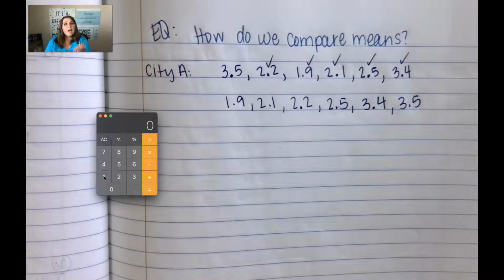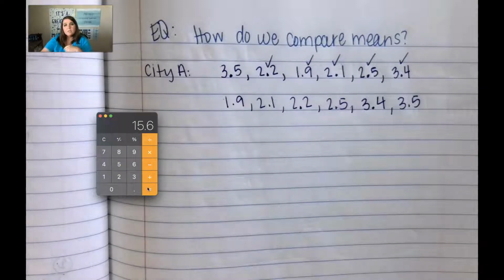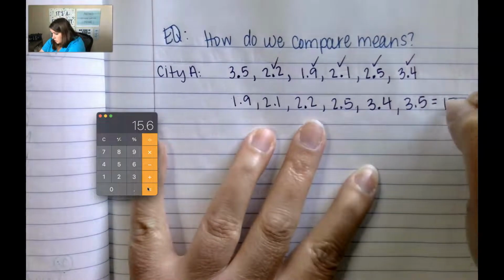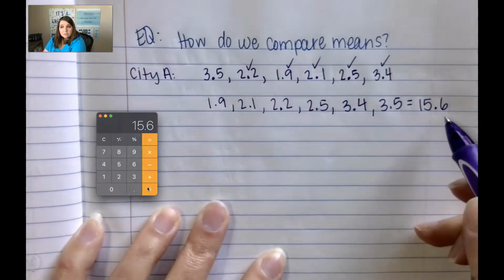All right, so when we're adding decimals, it's really important that we put them into the calculator by making sure you hit that decimal point. Otherwise, you would get a whole number instead of a decimal. So be really careful as you're putting these numbers in. 2.2 plus 2.5 plus 3.4 plus 3.5. So a grand total of 15.6 inches. So in that 6-month period, they had 15.6 inches of rain.